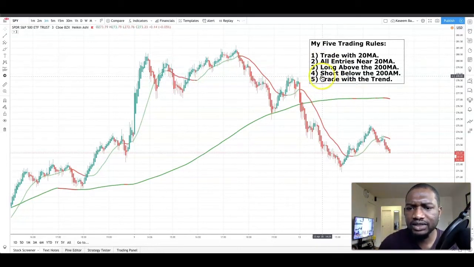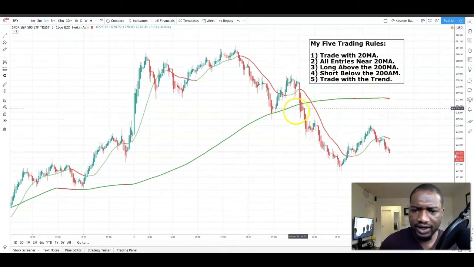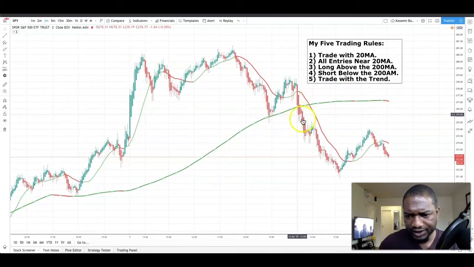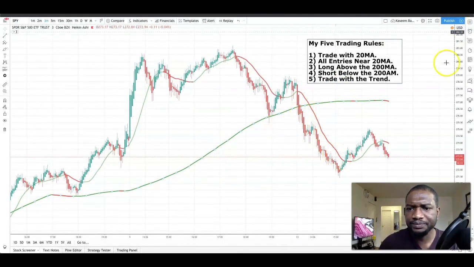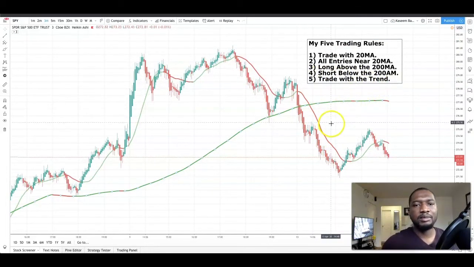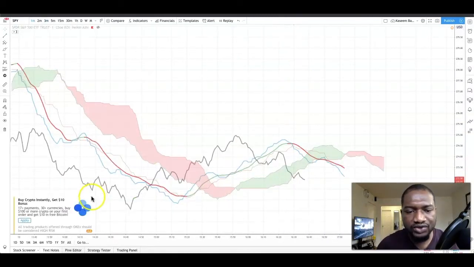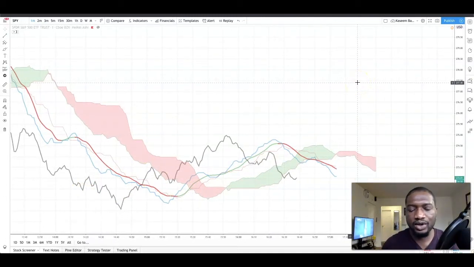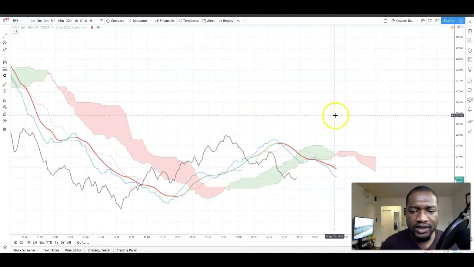So the next one is short below the 200. So right here, when price is below the 200, this one is the 200, when the price is below it, obviously you want to be on the short side of the trade. And then trade with trend. I have to pop back to my Ichimoku chart because this is where trading with trend makes a little bit more sense. That's why I like to use all of them together.